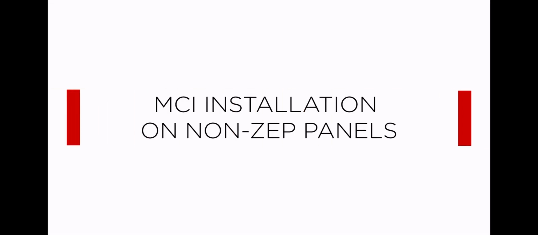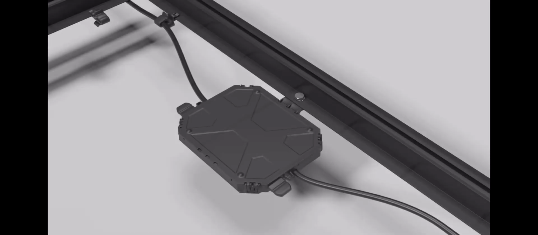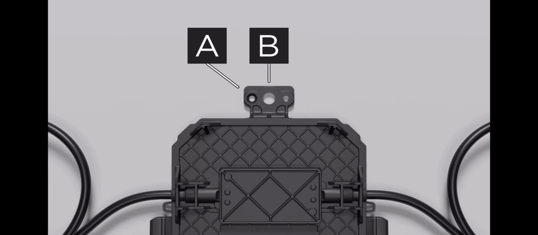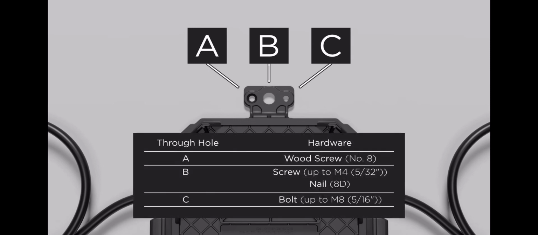MCI installation on NonZep panels. The Tesla MCI can also be installed on NonZep panels. The MCI features 3 mounting holes, labeled A, B, and C in this diagram. These mounting holes allow the MCI to be mounted with screws or bolts. Each mounting hole accepts a different size fastener. Refer to the installation manual for more details.